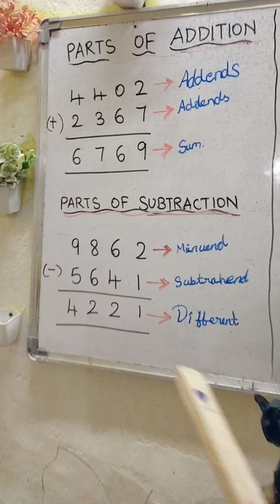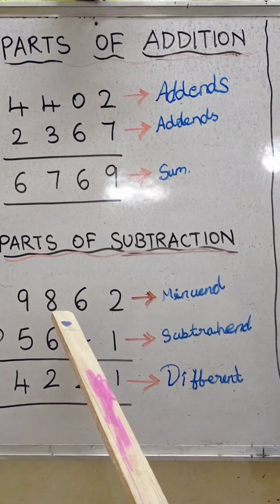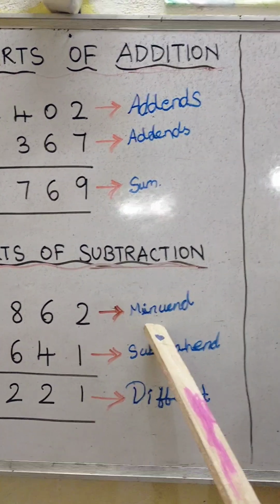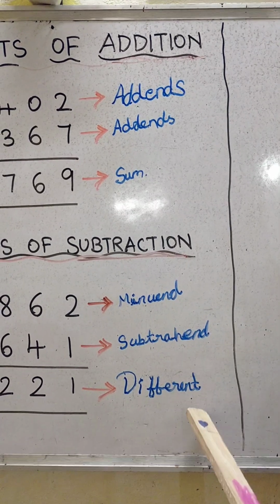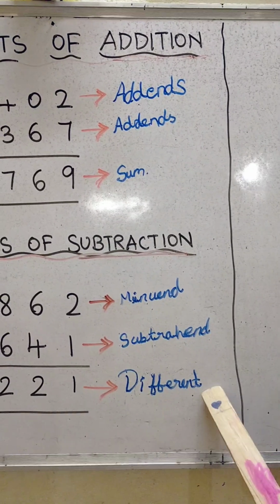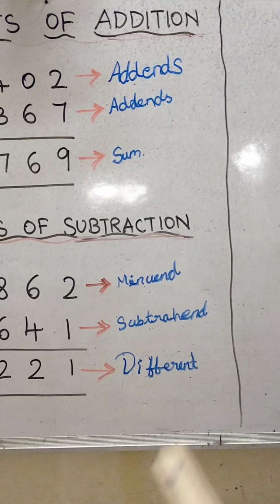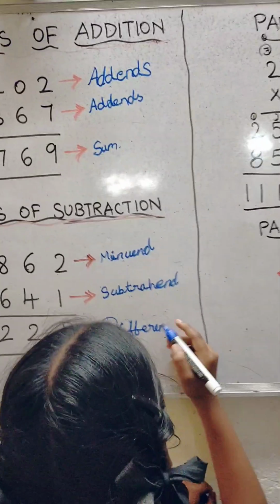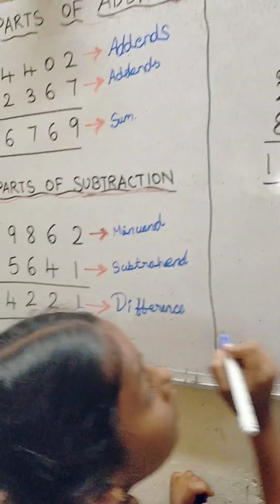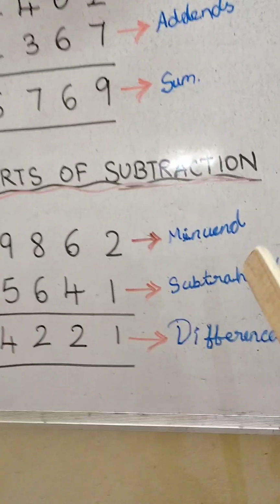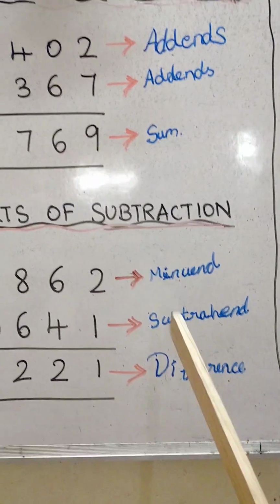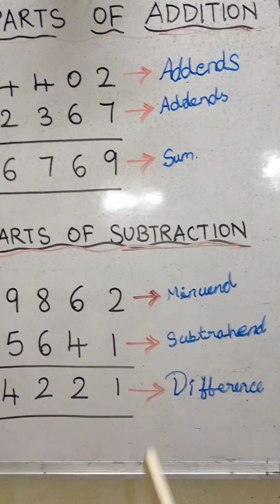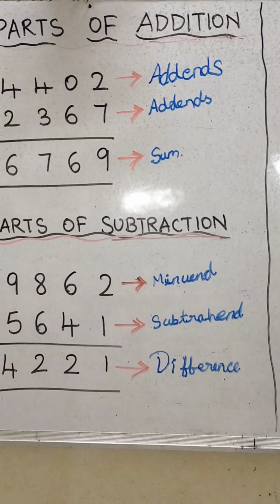Okay, now coming to the parts of subtraction. The number at the top is called minuend, this is subtrahend, and this is called difference. The spelling here is C-E, Pranavi. Difference, C-E, not T. There is no T there. So these are the parts. You can easily remember by a short form, MSD: M for minuend, S for subtrahend, and D for difference.